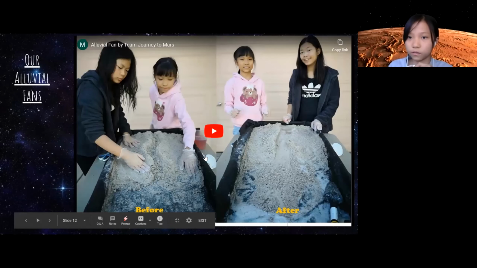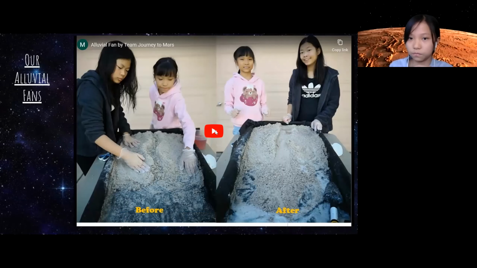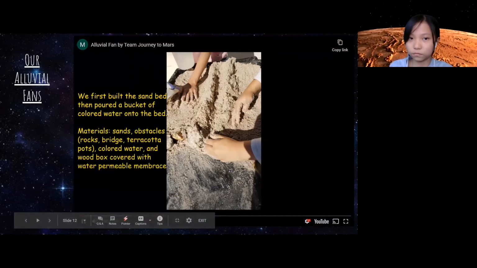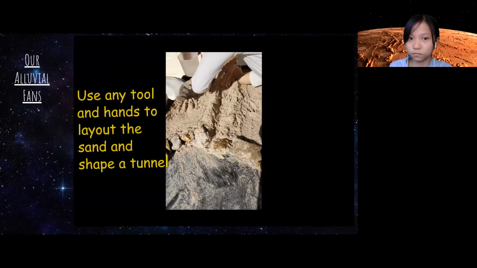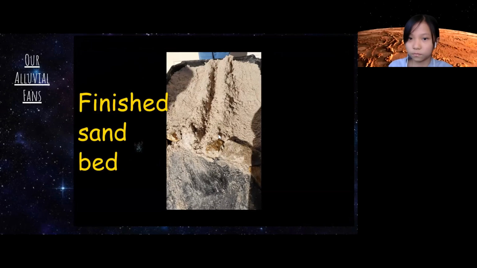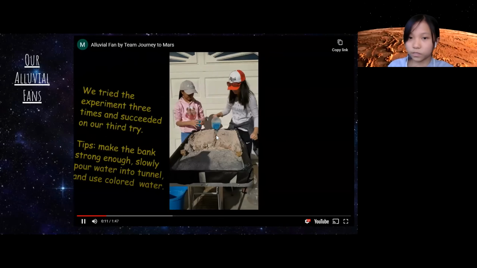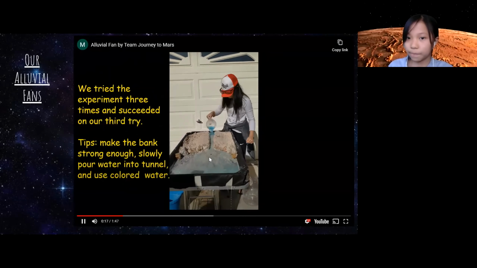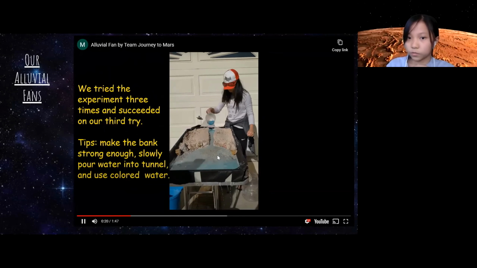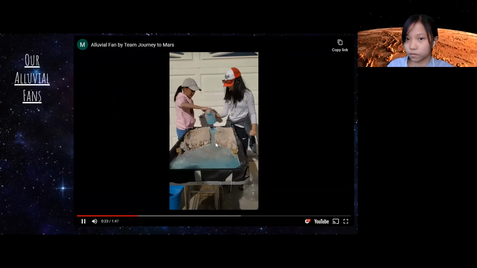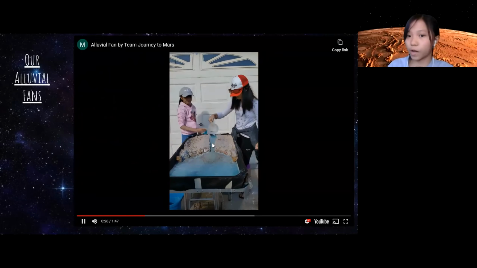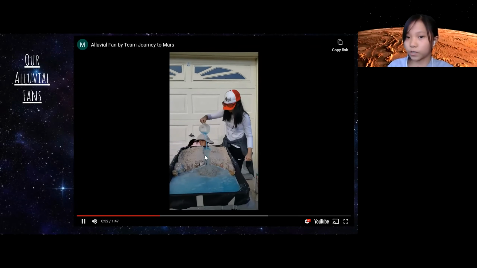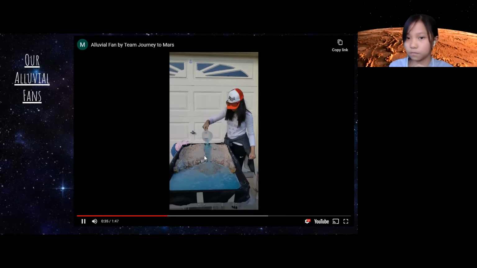So here's the video for our alluvial fans. For this first alluvial fan, we had the rocks on the edges to form a kind of crater at the end, and we had a straight tunnel. For this first one, we did a flood-like experiment where we poured the water gradually, because sometimes alluvial fans are formed from a yearly flood, not necessarily just a one-time flood.